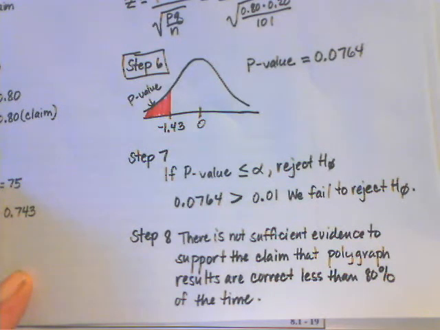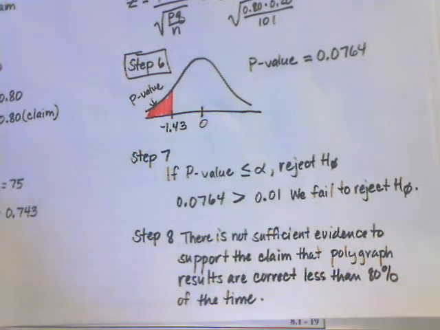And to answer the question, should the polygraph test results be prohibited as evidence in trials? I would say the answer there would be no. Okay? Because basically, if there's no evidence saying that the polygraph results are correct less than 80% of the time, then that means it must be correct greater than 80% of the time. So in this case here, it should not be thrown out as evidence in trials. Okay.